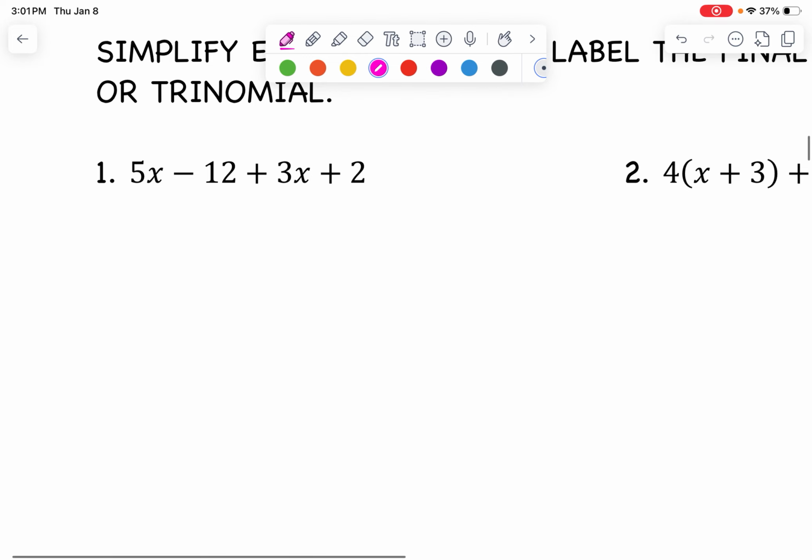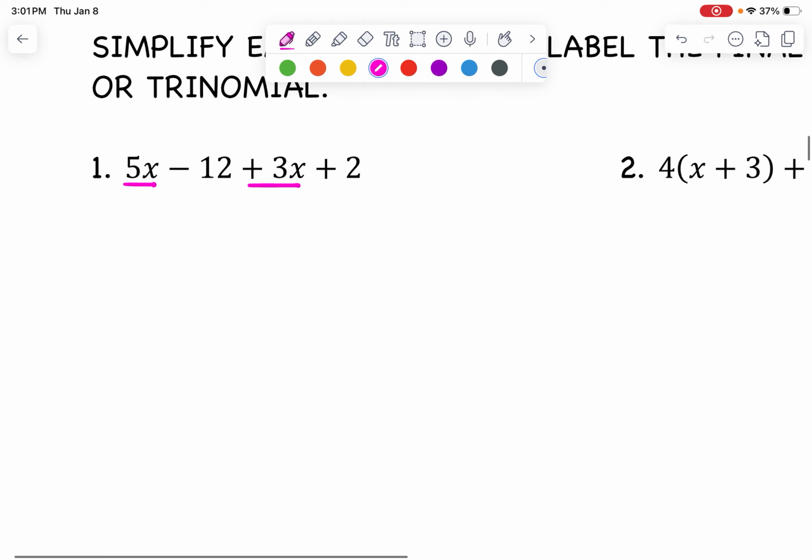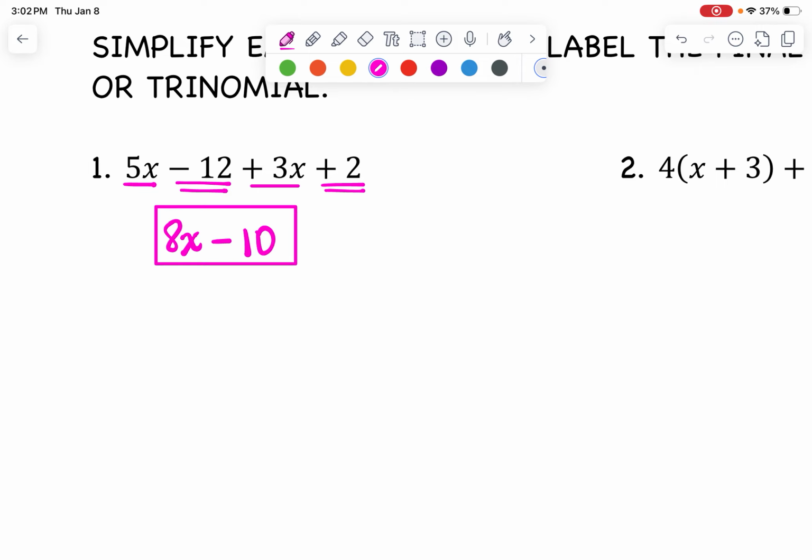Now, the first thing I notice is I have no parentheses, which is super awesome. That means I can just go find some like terms. So it looks like I have some 5x's and 3x's, which would give us 8 total x's. And then we have -12 constants and +2 constants. So we can combine those to get -10. And there you go. That would be our simplified expression. And then would that be a monomial, binomial, or trinomial? Well, since it has two terms, right, that is definitely a binomial.